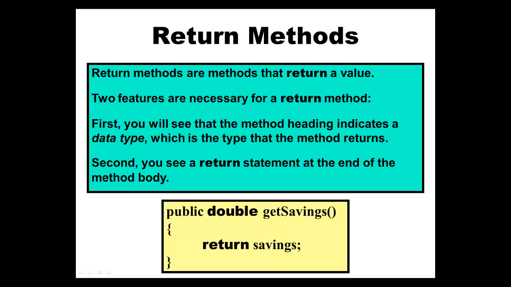Now, return methods are methods that do return a value, and two features are necessary. First, you'll see that the method heading indicates a data type, in the case of the example below, a double. And second, that you have a return statement. The type of value that you return, in this case savings, must match the data type, in this case double. Now you can call it whatever data type you want, between string, integer, double, float, boolean.